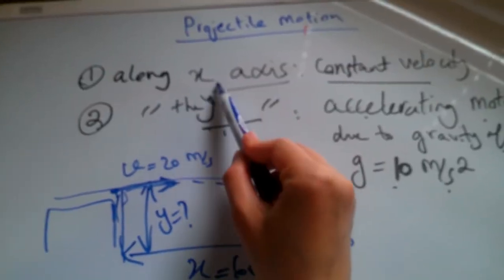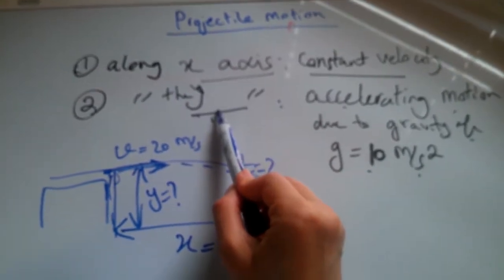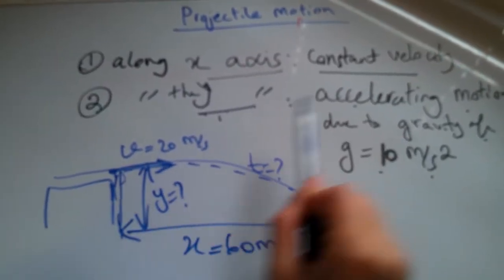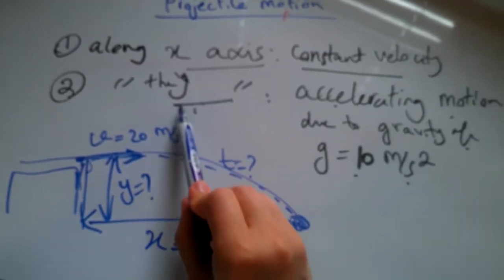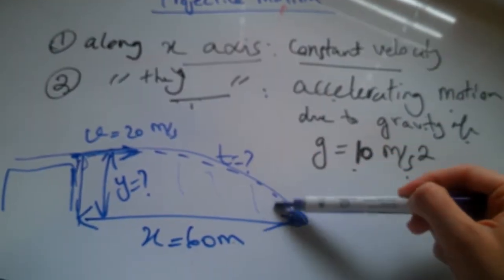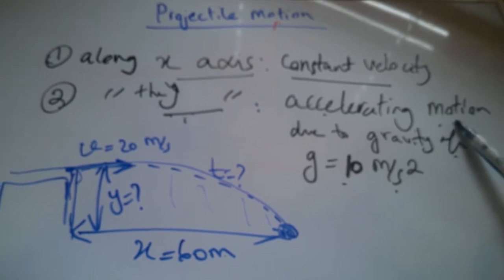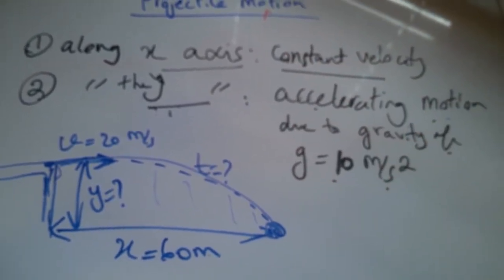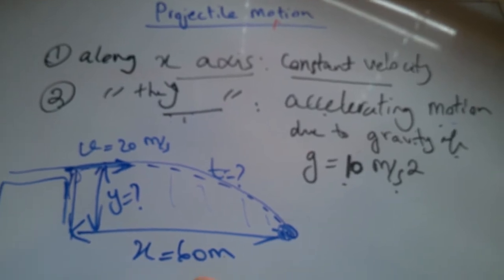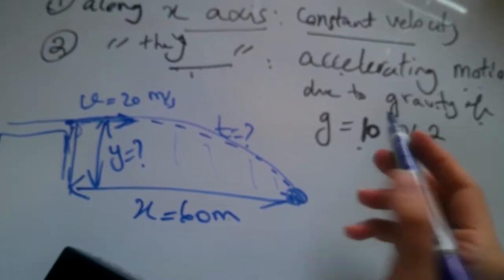However, we split it into X and Y directions. Along the X, it holds a constant velocity. Along the Y direction, though, it's a free-falling motion. Free-falling is an accelerating motion with an acceleration of 10 meters per second squared. Okay? So let's just rewrite things.